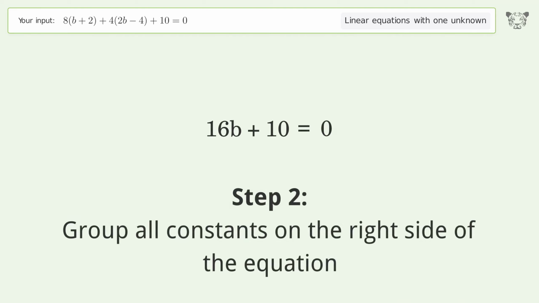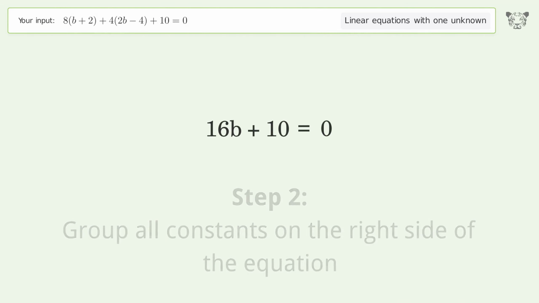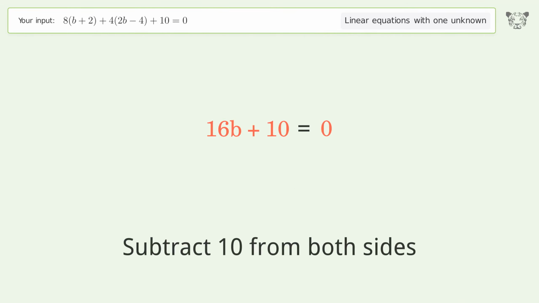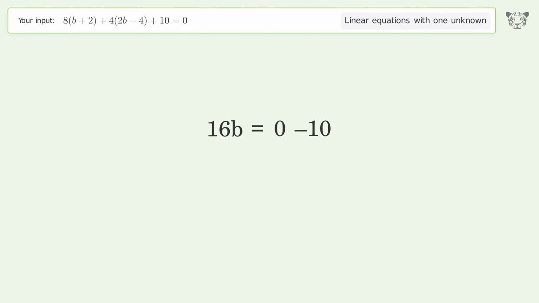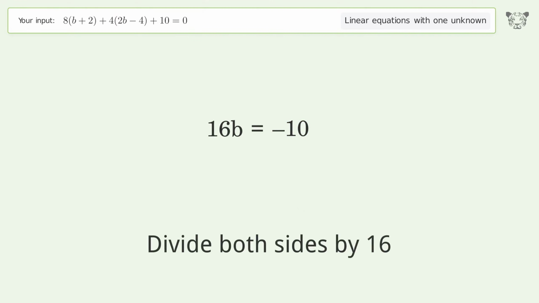Group all constants on the right side of the equation. Subtract 10 from both sides. Simplify the arithmetic. Isolate the b. Divide both sides by 16.